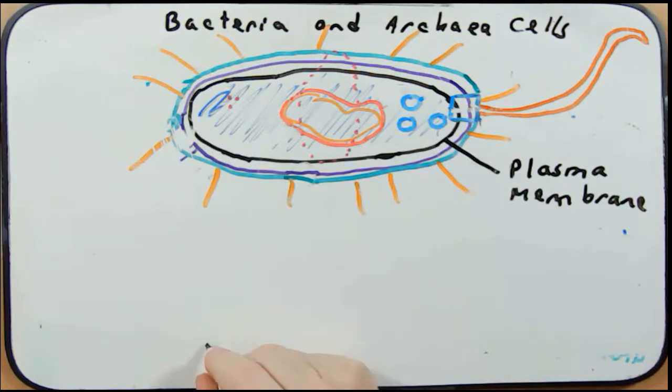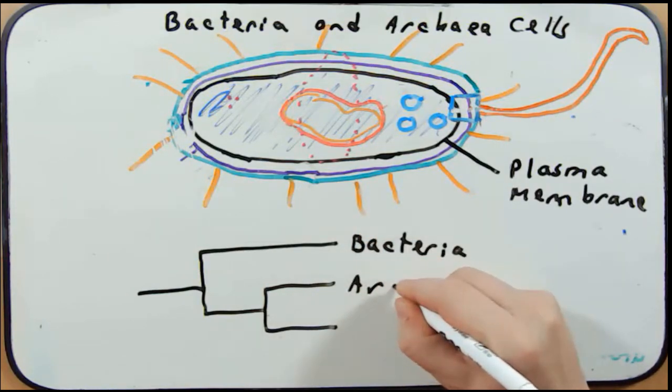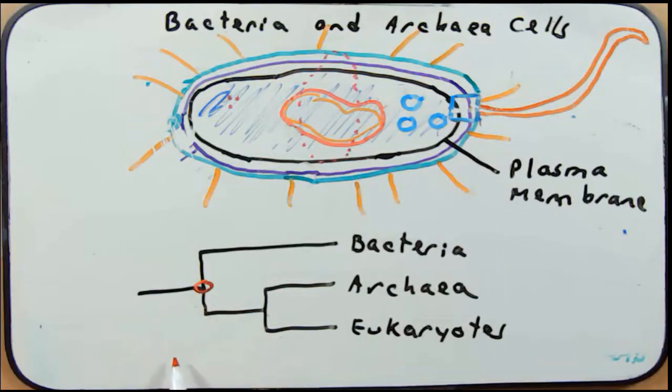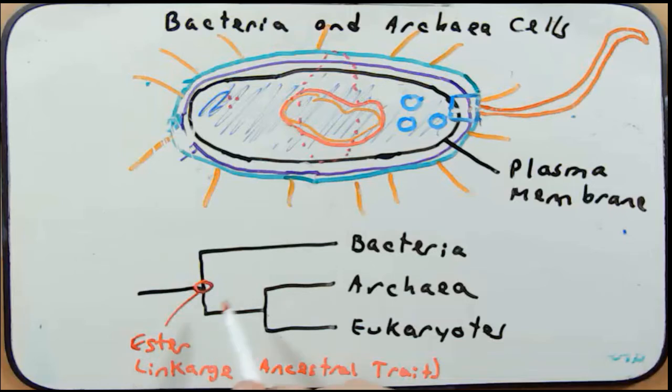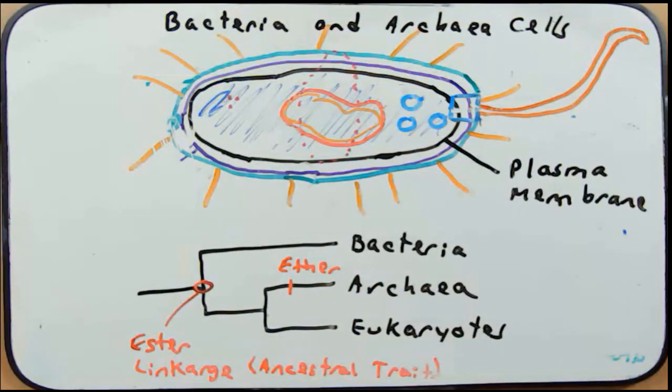Now let's think about our phylogenetic trees here, thinking about these differences in the fatty acid linkages. So we have our bacteria up here, and our Archaea here, and then our eukaryotes here. In this common ancestor of bacteria, Archaea, and eukaryotes, there would have been phospholipids with an ester linkage. This would have been an ancestral trait. We still see this ester linkage in bacteria and eukaryotes. During the evolution of Archaea, they developed the adaptation of an ether linkage, which allowed them to survive in those extreme environments.